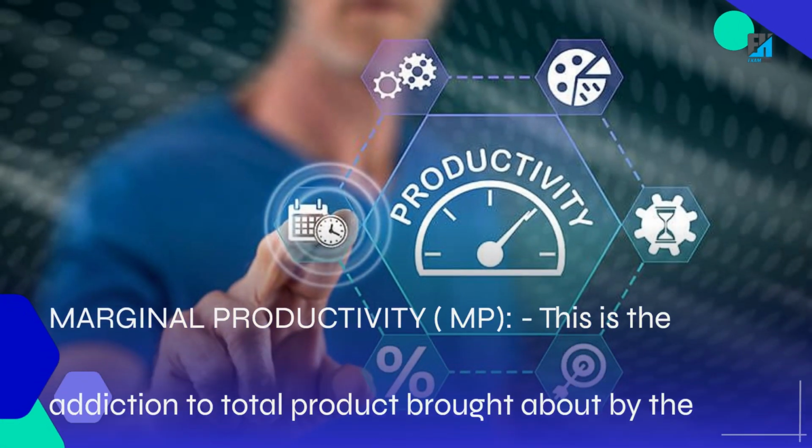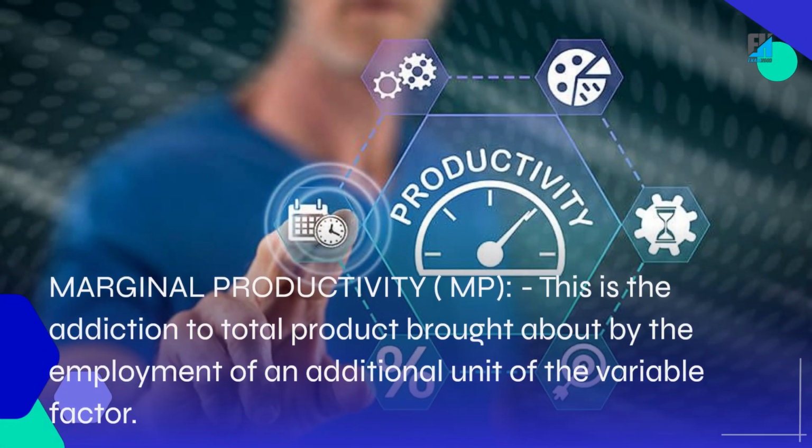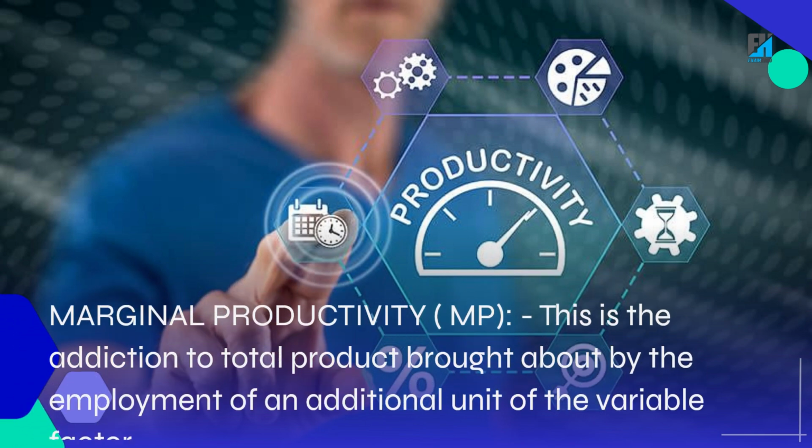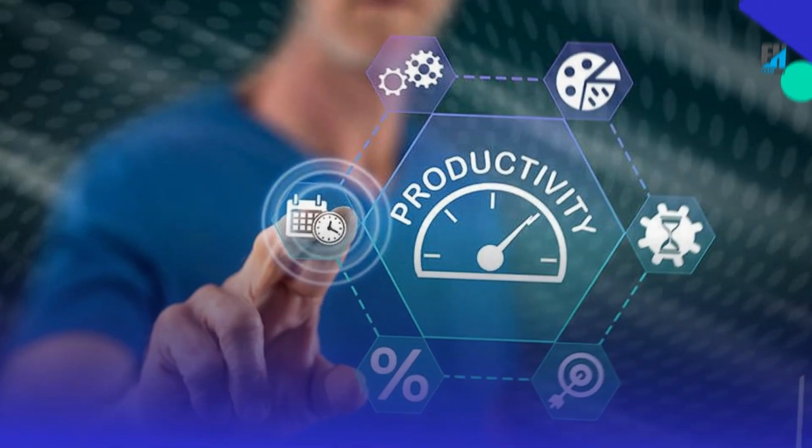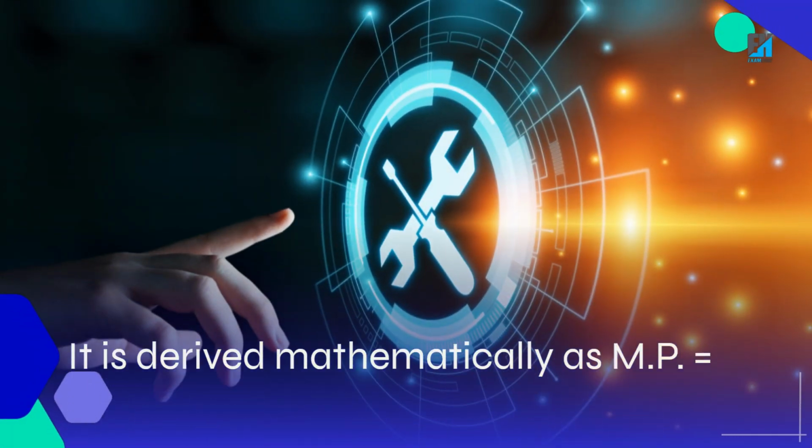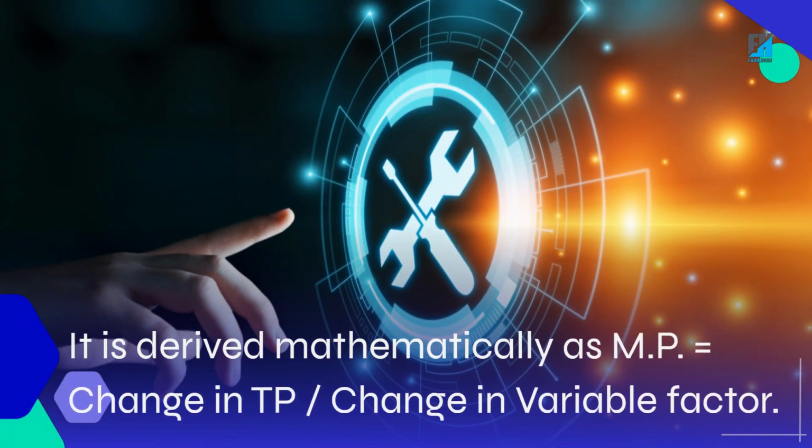Marginal productivity, MP, is the addition to total product brought about by the employment of an additional unit of the variable factor. It is derived mathematically as MP equals change in TP over change in variable factor.